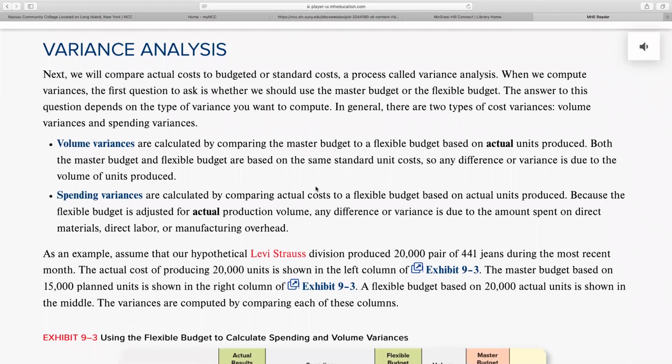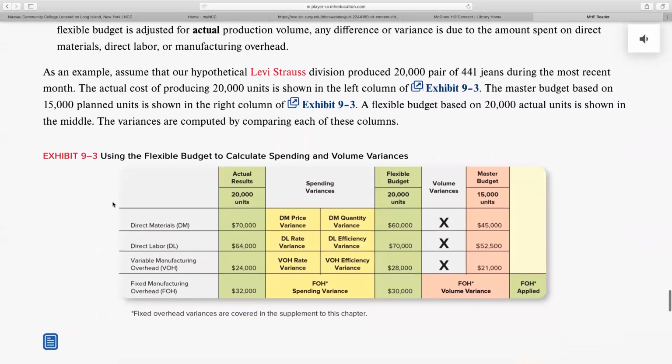What are the reasons why there is a difference between budget and actual? Could be due to volume or spending or actually both. Okay. So we have one homework problem where we're going to have to do this. I believe it's exercise 3, where we're going to look at the actual results. And we have a master budget and we have a flexible budget. Right? So we're going to compare the flexible budget to the actual results.